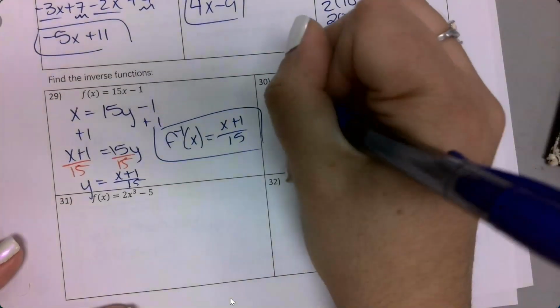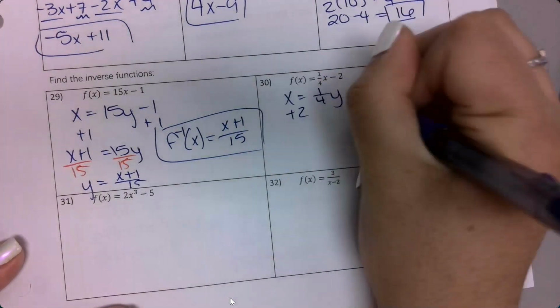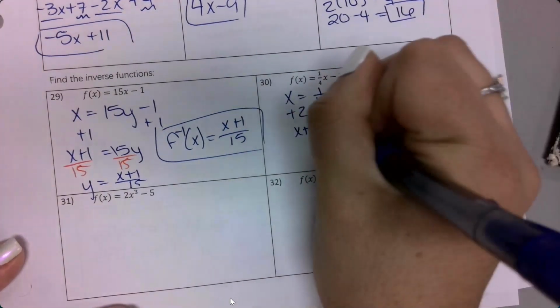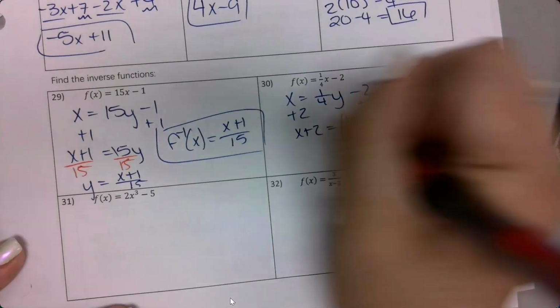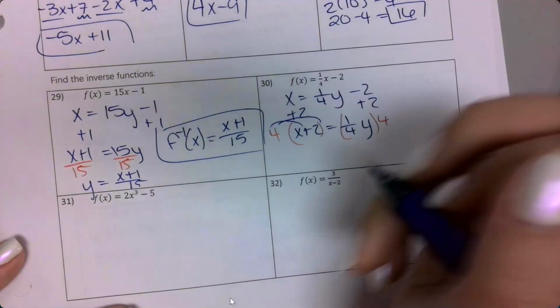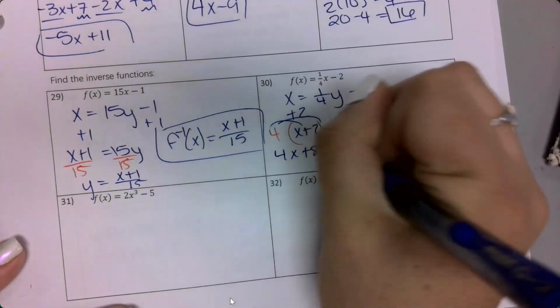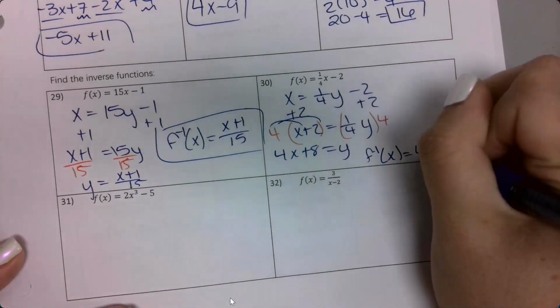Same thing over here. I'm going to have x equals 1/4 y minus 2. Start off by adding 2 to both sides. X plus 2 equals 1/4 y. I'm going to get rid of that fraction out front, so both sides get multiplied by 4. I can distribute. That gives me 4x plus 8 equals y. Write it with my inverse notation.